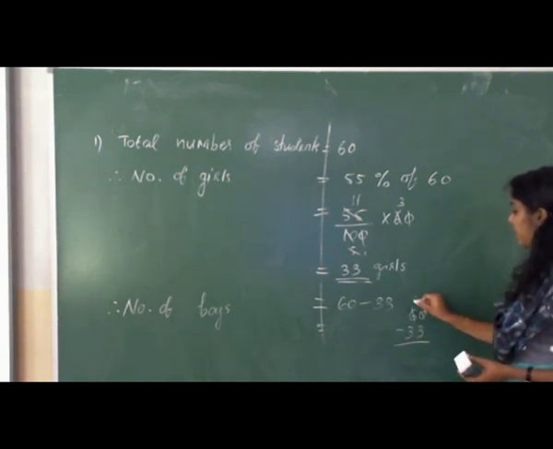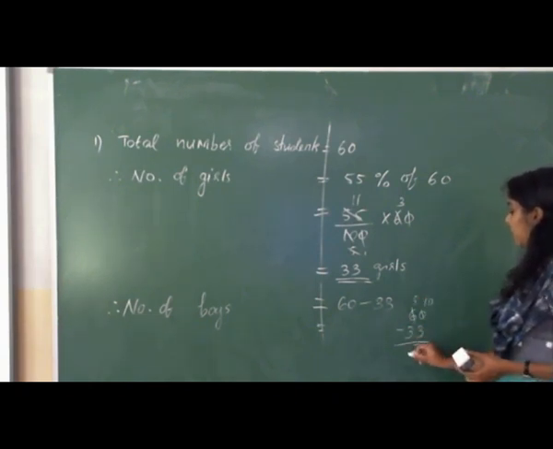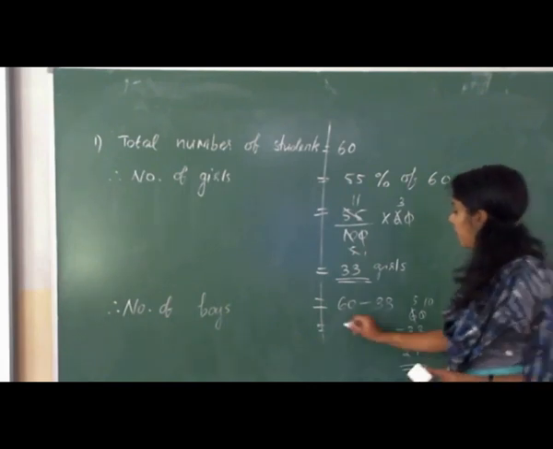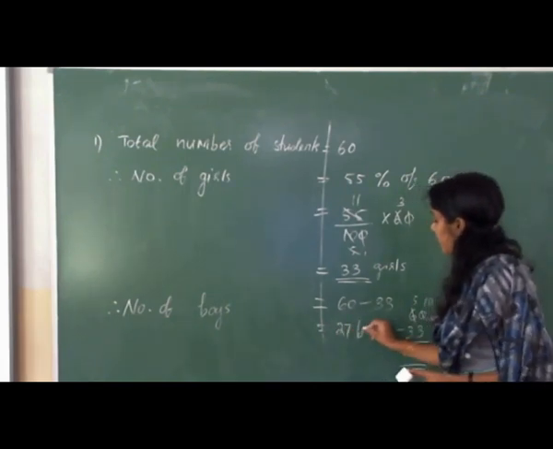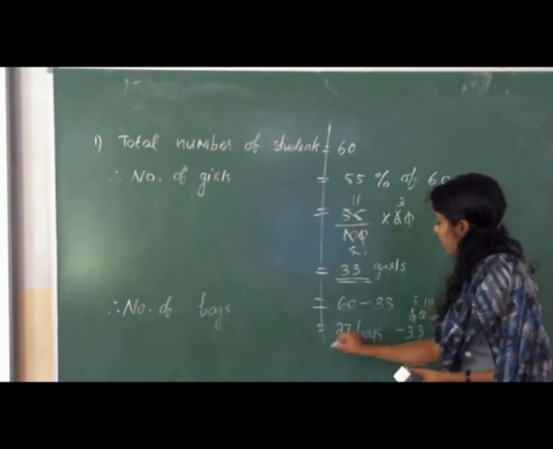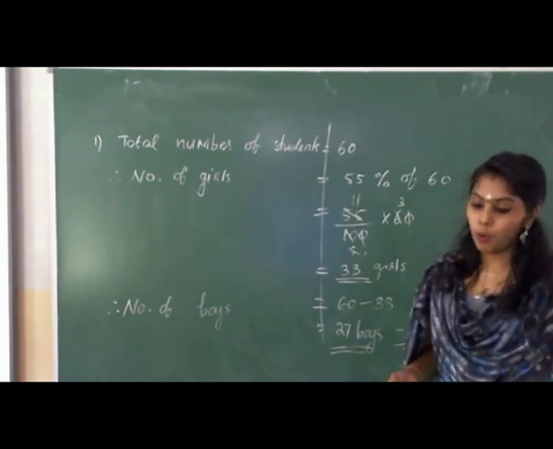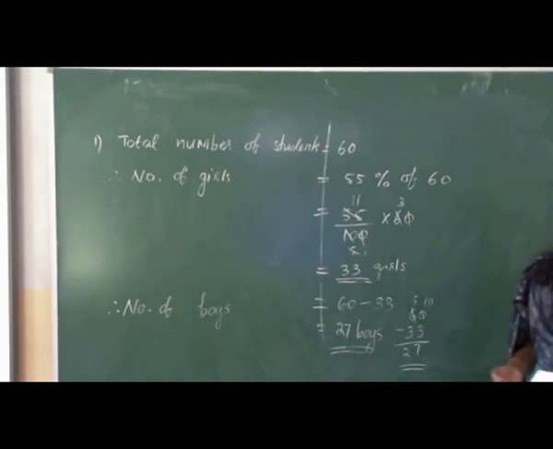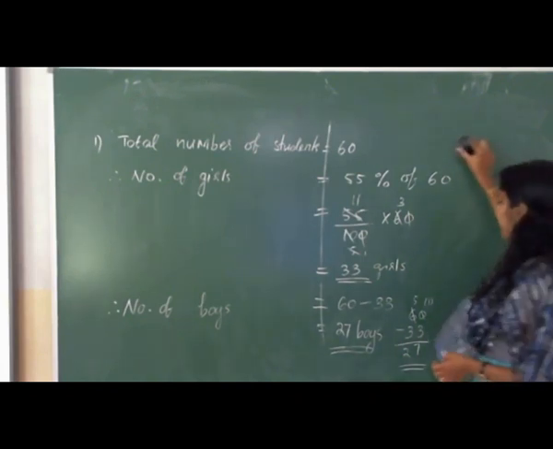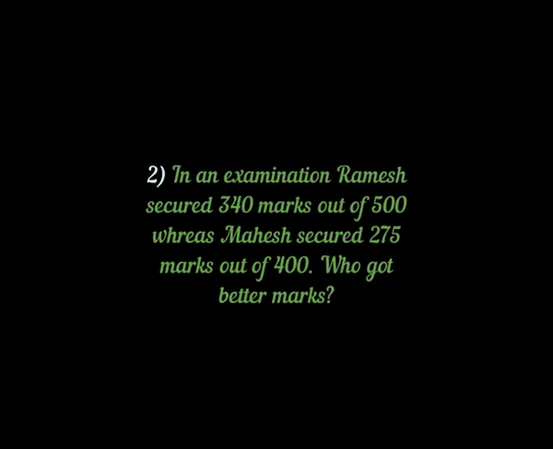0 becomes 10, 6 becomes 5, 10 minus 3 is 7, 5 minus 3 is 2. That is a total of 27 boys. Okay, 27 boys. Okay, clear? Okay, next question. Second one.